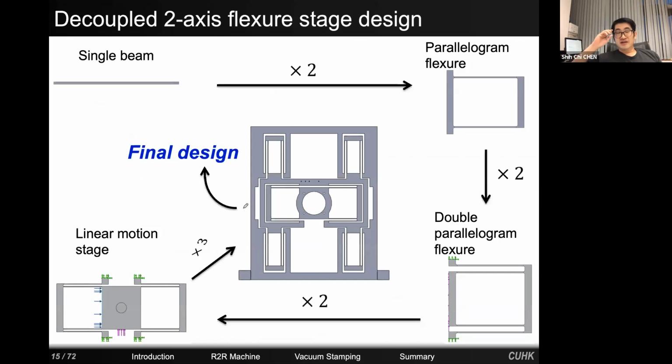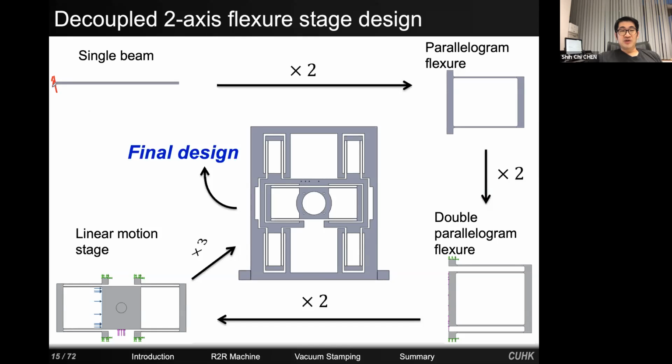Okay. So this slide shows the design of the flexure stage. So this is actually very important, and I want you to pay attention to this because this mechanism is used very frequently in various MEMS devices, such as accelerometers, gyroscopes, or nano positioners. They all adopt these designs. So let's start with a single beam.